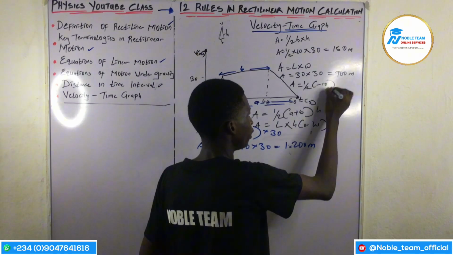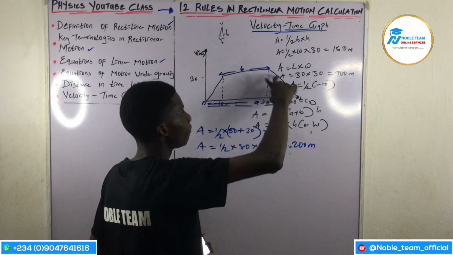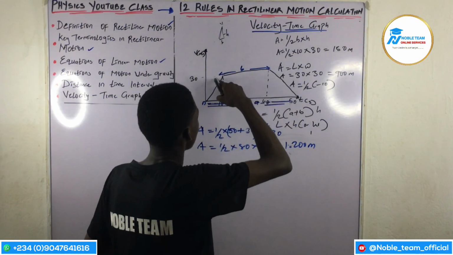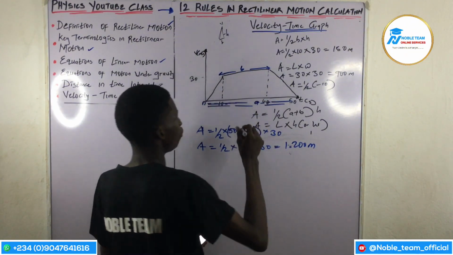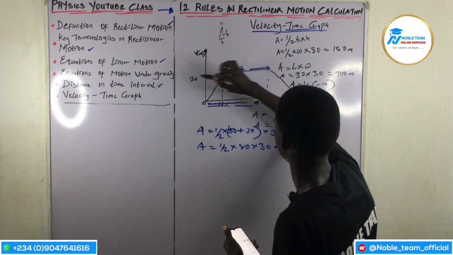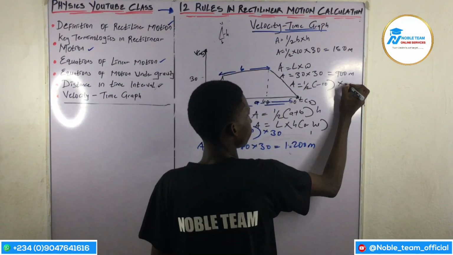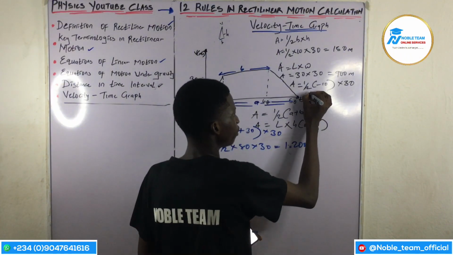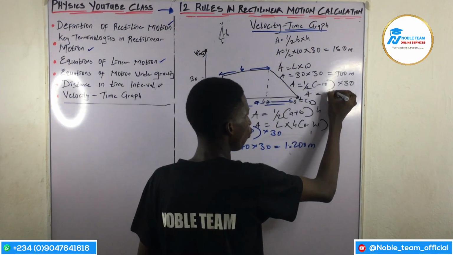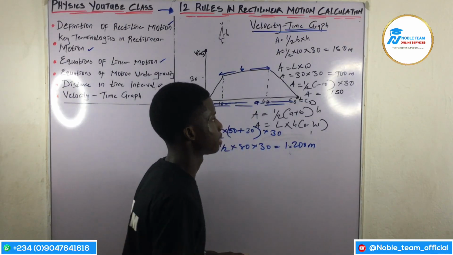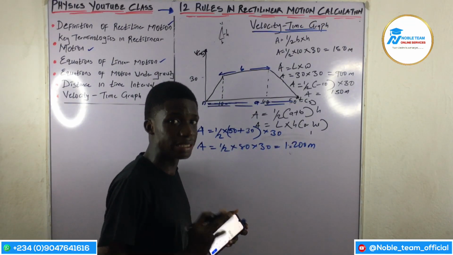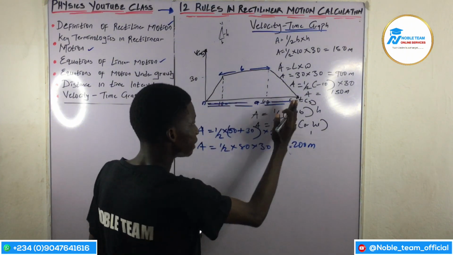Minus 10. Then I have my height. My height is what? 30. Look at the board. My height here is what? 30. So I have it to be what? Multiplied by 30. Then solving this, it is going to give me what? 150. Yes, solving this is going to give me what? 150. You understand why I did now? Because it's still the same thing with this part and this part.